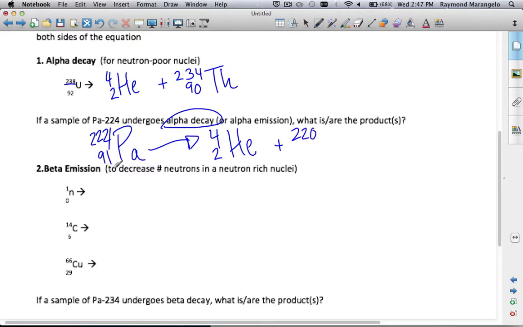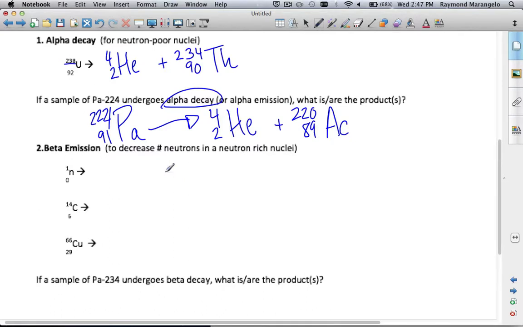And it does not have 91 protons anymore. It lost 2. So now it has 89 protons. And if you look at the periodic table, you have actinium. Okay, AC, that is element number 89, and that is your product when protactinium goes through alpha decay.